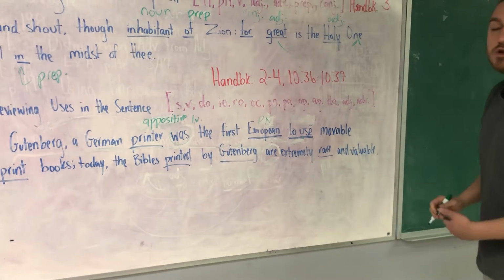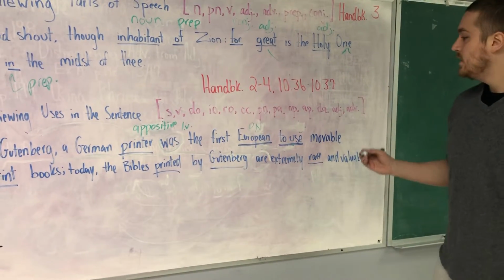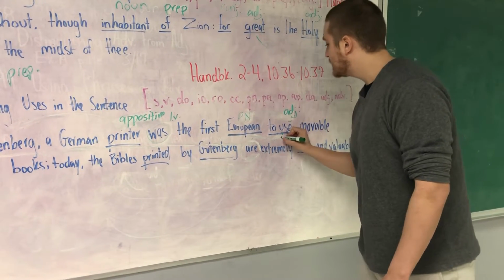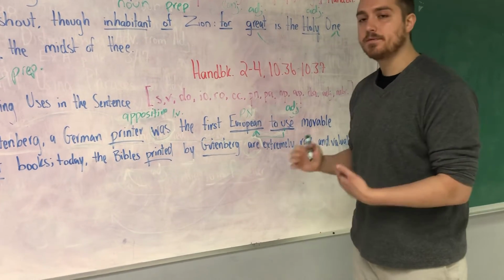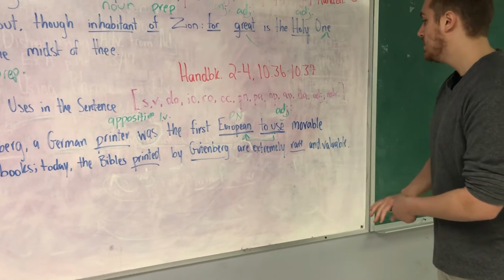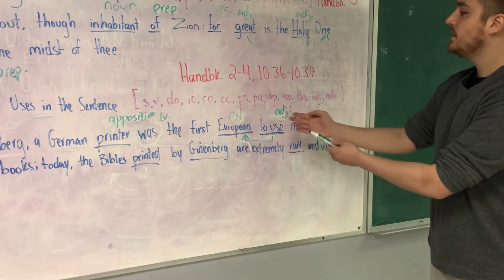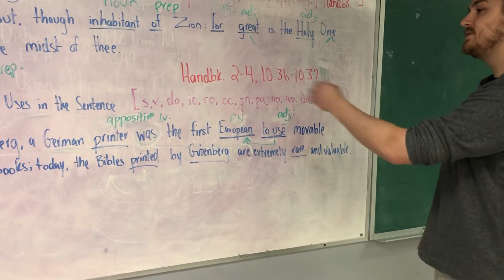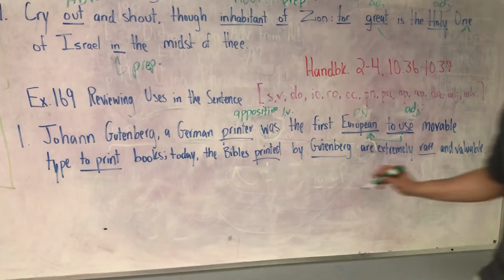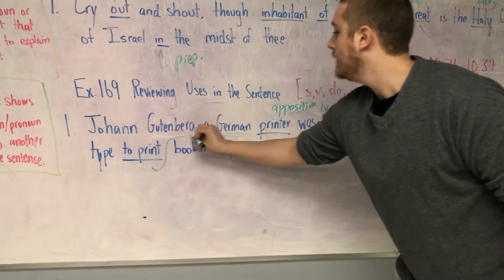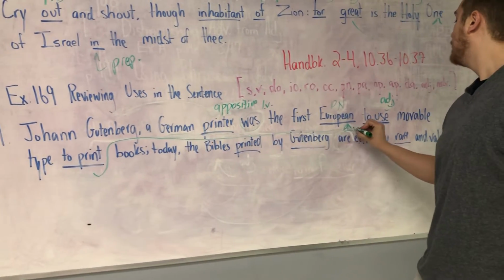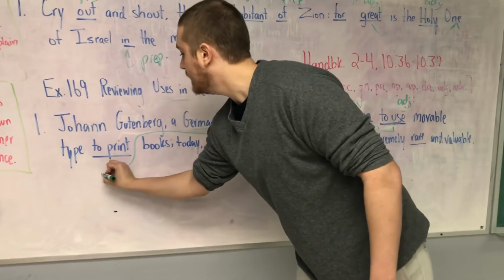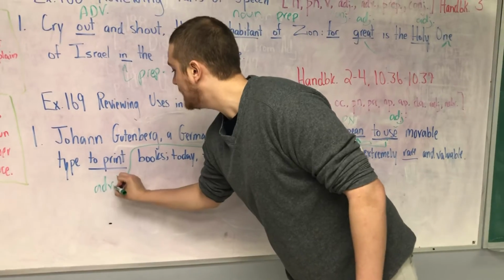To use. Usually you would think to use would be a verb, but in this case it's operating as an adjective because it is describing the European. He was the first European to use. And European is of course a noun, that's why this isn't an adverb. Movable type to print. To print is going to be describing to use. And the only thing that can describe to use is an adverb phrase. So to print is operating as an adverb.